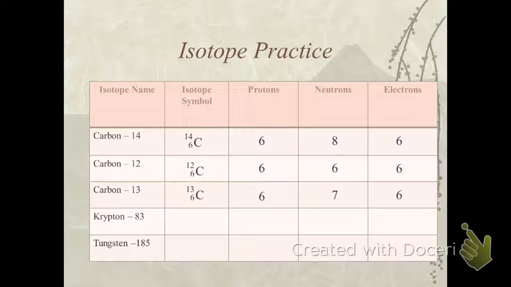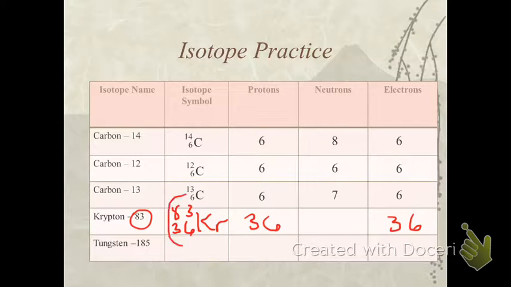So let's try krypton, because that's at least a different element. The symbol for krypton is Kr. The top number is 83. The bottom number for krypton is 36. So that means that I have 36 protons, 36 electrons, and then I have to do a little subtracting right there. And so when I subtract, I get 47 on that.